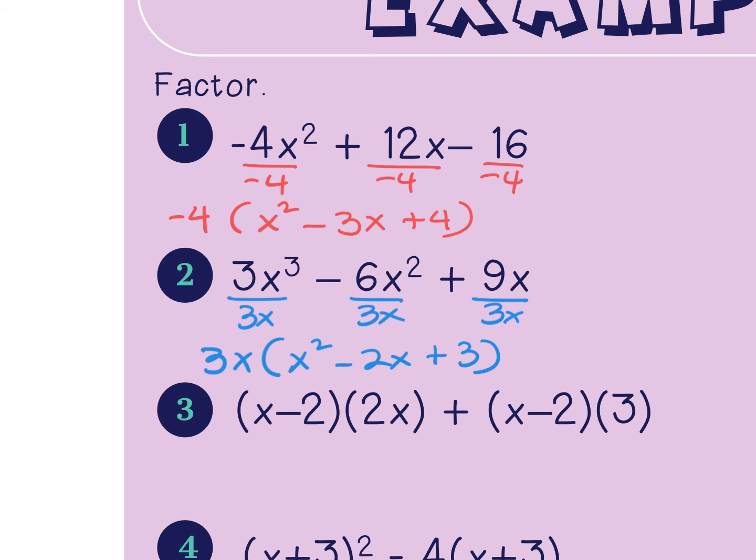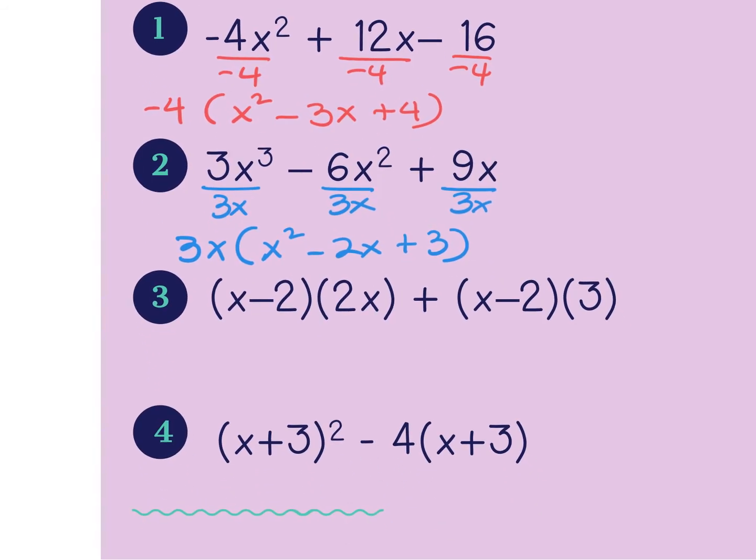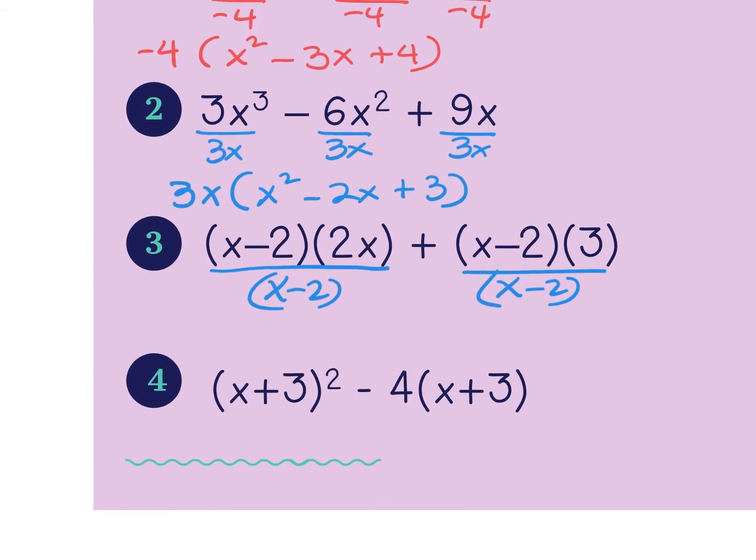The next one, if you look at your terms, this is a term and this is a term, the portion that's in common is the binomial. So my GCF here is actually x minus 2. And again, I'm dividing each of the terms by the GCF. I'm going to write my GCF here. And now in the parentheses goes the answer to the division.